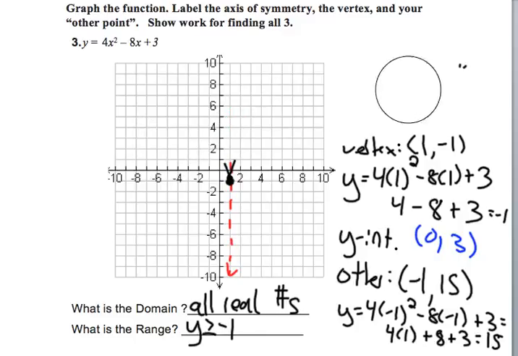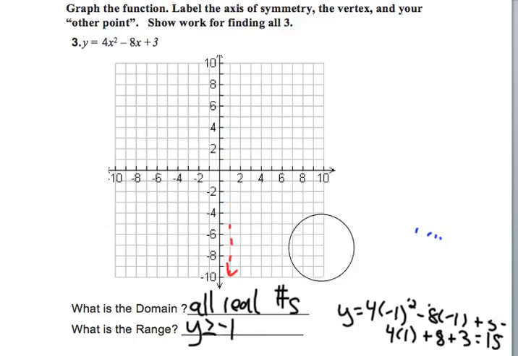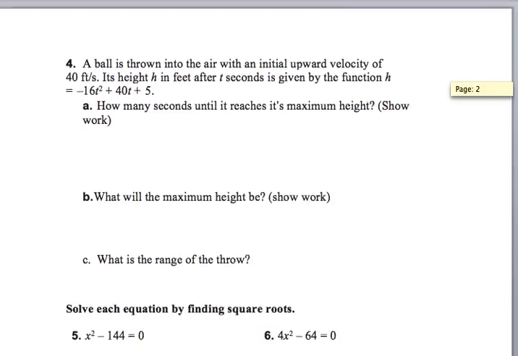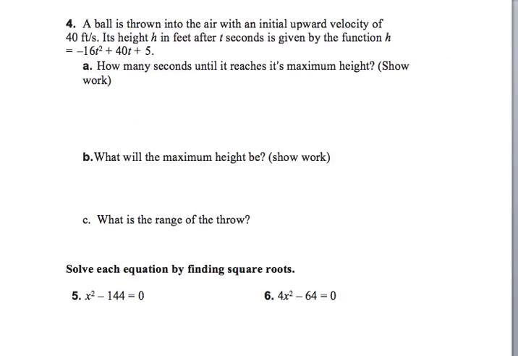Now let's keep moving on to what we did after our graphing piece. After graphing, we moved into word problems. A ball is thrown into the air with an initial upward velocity of 40 feet per second. Its height h in feet after t seconds is given by the function h equals -16t squared plus 40t plus 5. So how many seconds will it take until it reaches its maximum height?